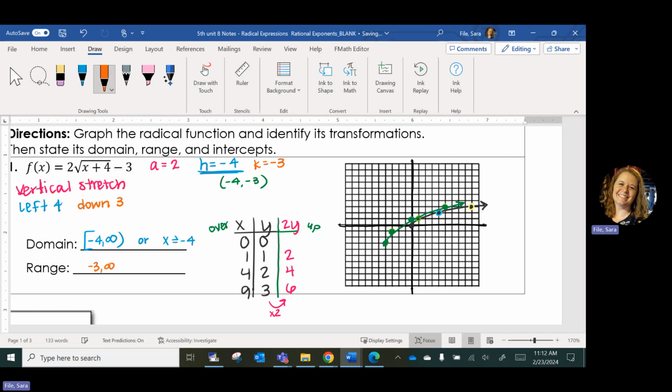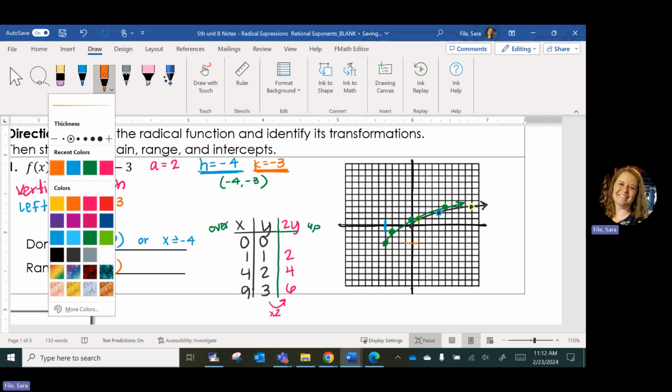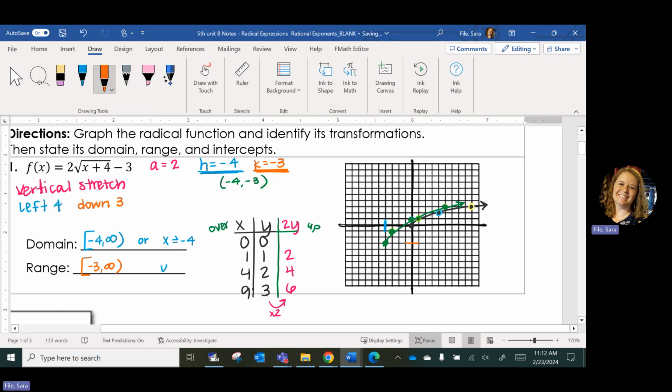-3 to infinity. And again, because our k affects our range. Okay, so our graph was shifted down. So the lowest point on the graph is down here at -3. Okay, the furthest left point was over here at -4. In inequality notation, that would be y is greater than or equal to -3.